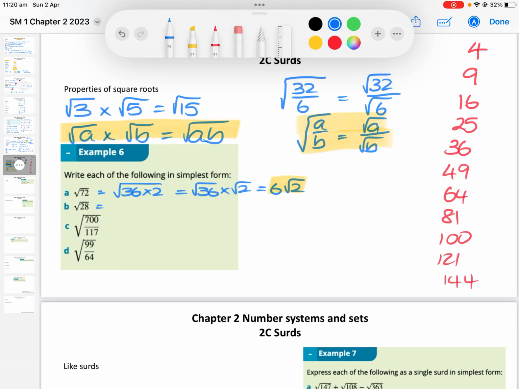So square root 28, I can write that as 4 times 7, which is square root of 4 times square root of 7. In simplest form, 2 square root 7.